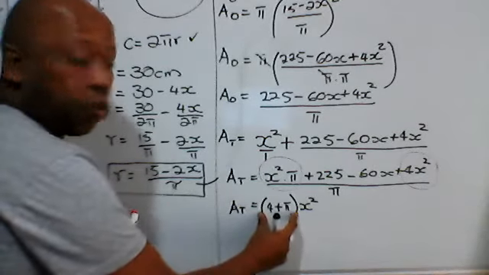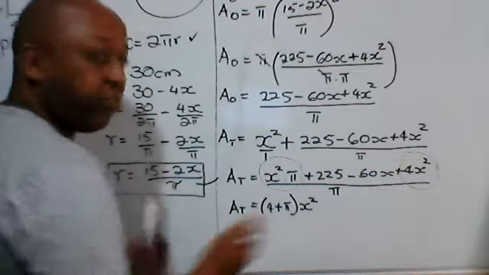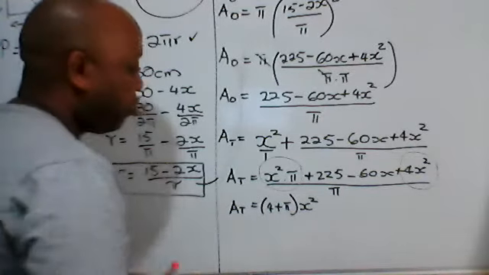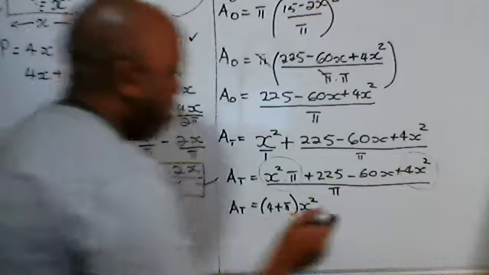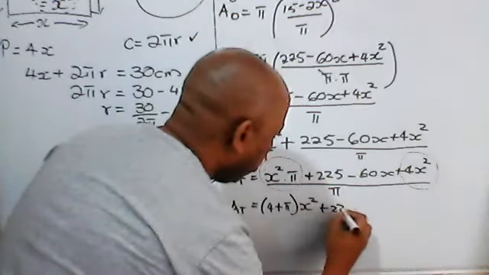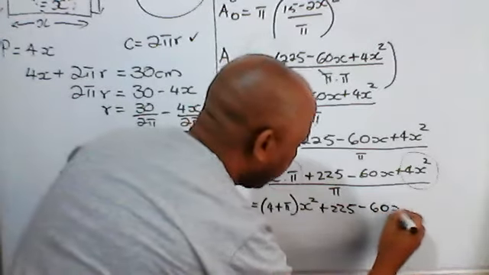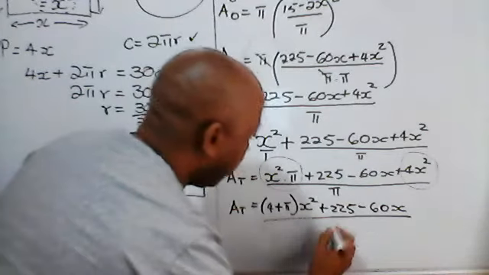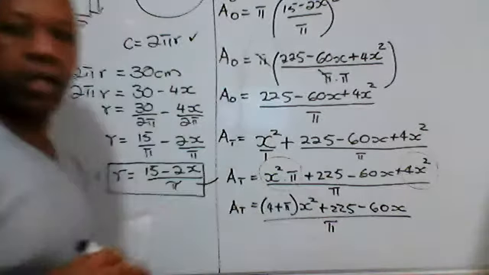whatever term we're going to get there, or coefficient of x squared we're going to get there, would have been 4 plus pi, 22/7, but I'll just leave it as pi, plus 225 minus 60x, all this divided by my pi.